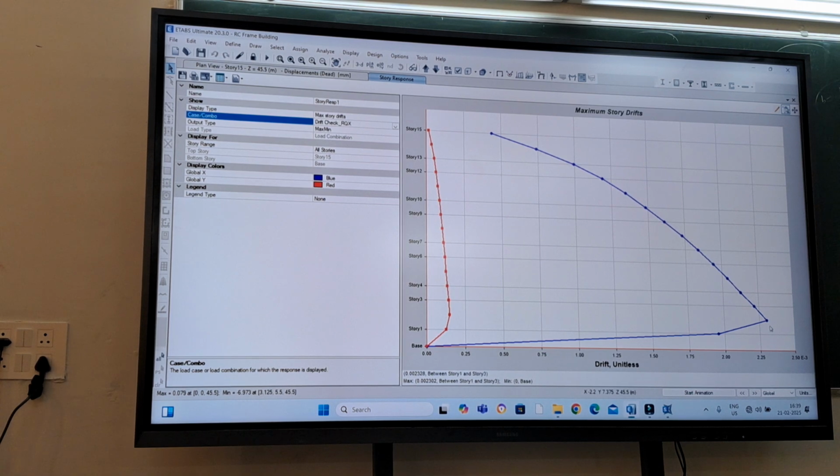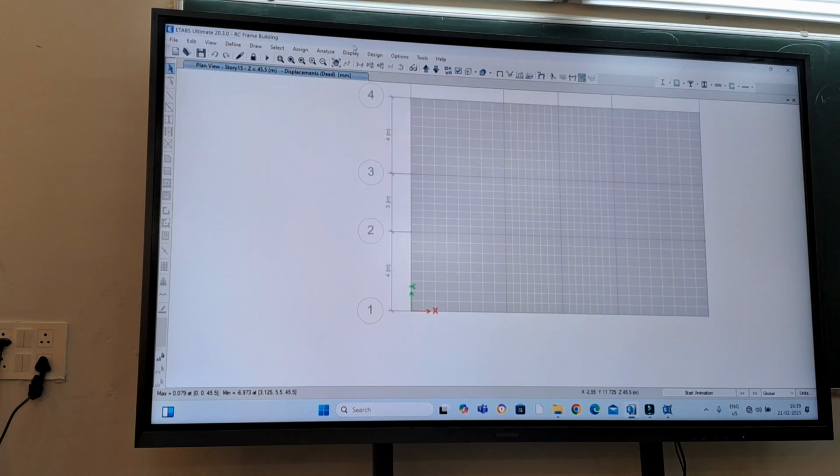Okay. So the peak drift is 0.002. How much is the limit as per code? 0.004. So that condition is also satisfied. Similarly, you can check for other directions. So these are the things you have to check before moving to the design. Once all those conditions are satisfied, then you can go for designing.